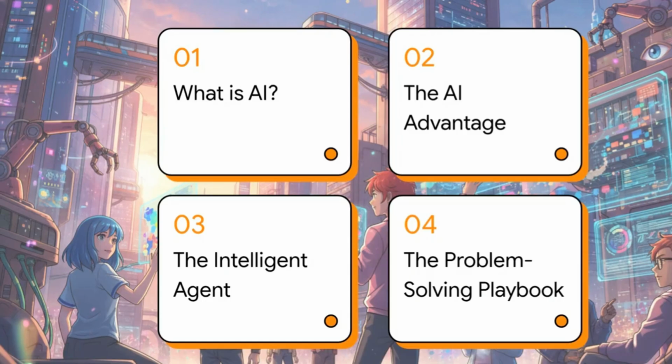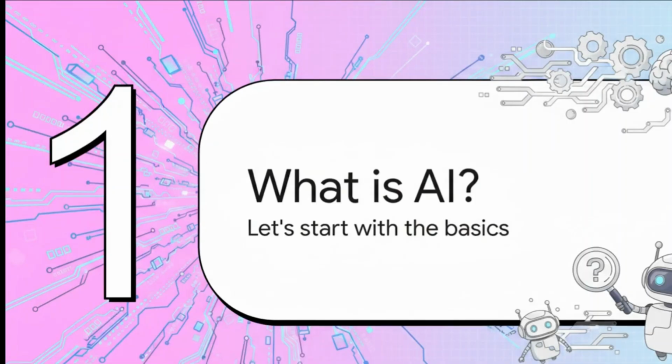So here's our game plan. First, we'll get a super clear definition of AI. Then, we'll see what makes it so different from regular software. After that, we'll meet the doer of the AI world, the intelligent agent. And finally, we'll peek inside its playbook to see how it actually thinks and solves problems. Okay, let's just dive right in.